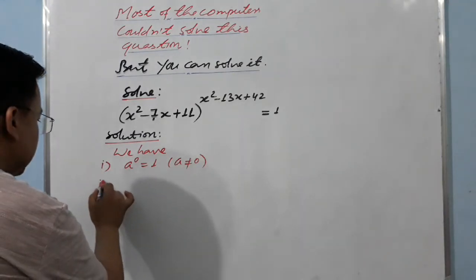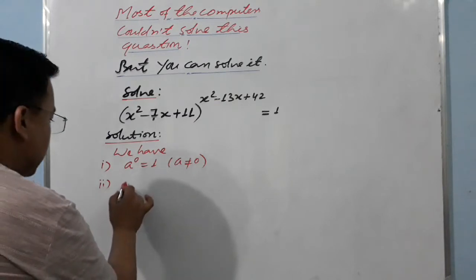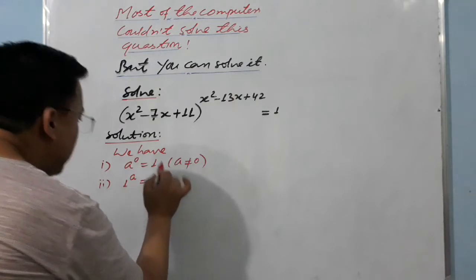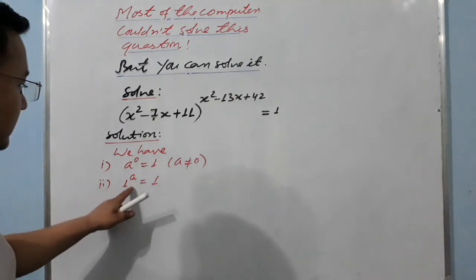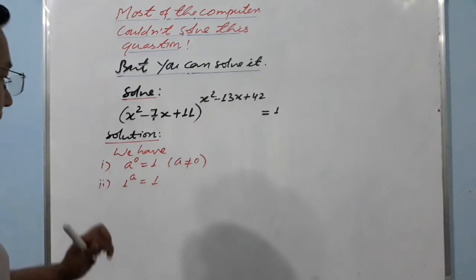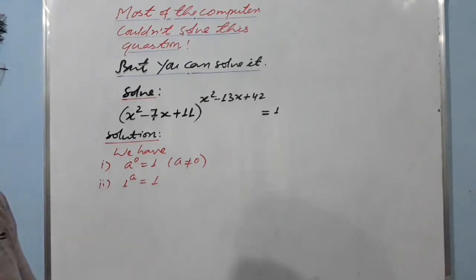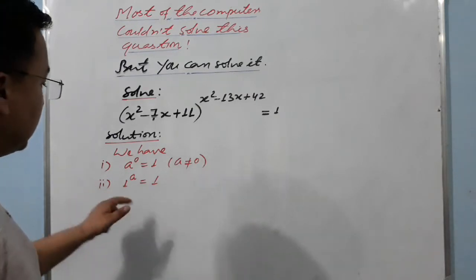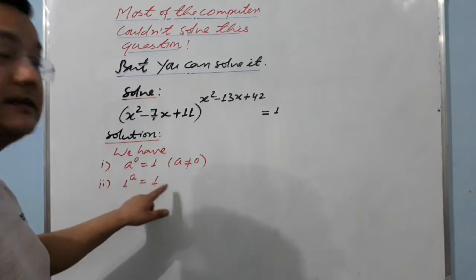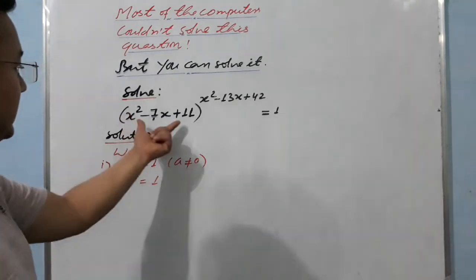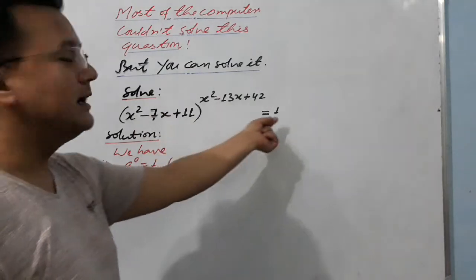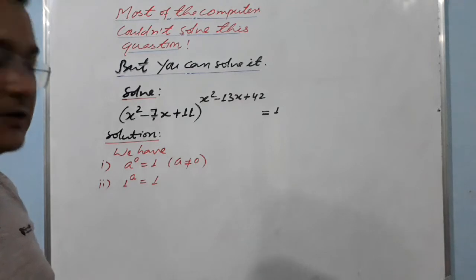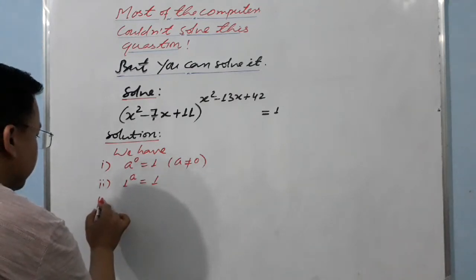The second condition: 1 raised to the power A is also equal to 1, where A is any real number. It doesn't matter whether it is an integer or fraction, negative or positive. 1 raised to the power A is equal to 1. So if the base is equal to 1, even then we get 1 on the right hand side. This is the second condition, from which we also get solutions.